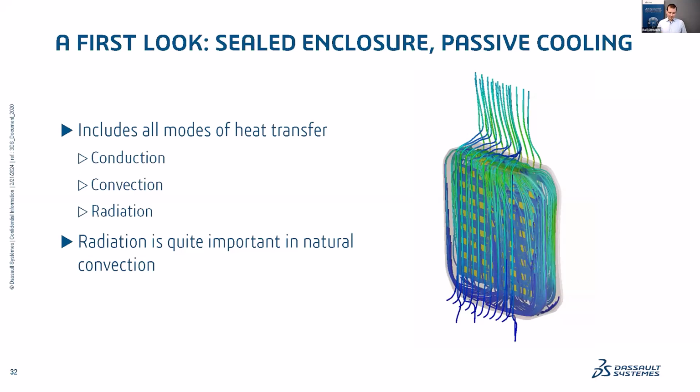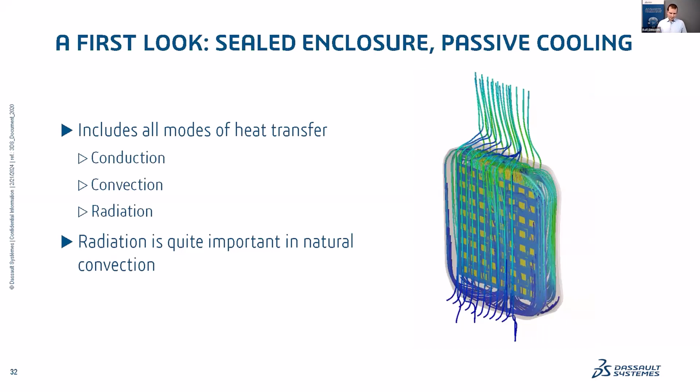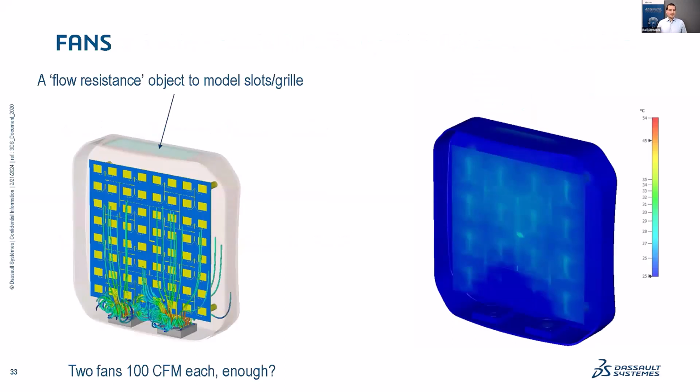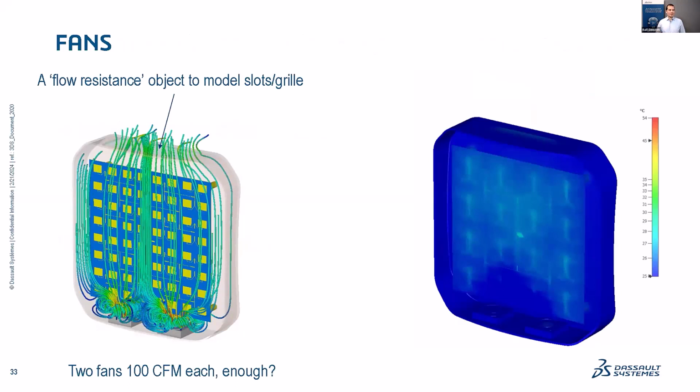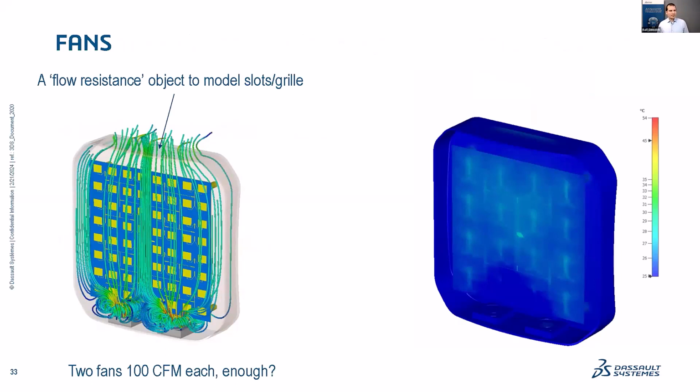Anyway, we can intuitively already see that the sealed off behavior is maybe not ideal for thermal. And indeed, the hot air is trapped in there, the streamlines are circling around. So what do we do? We could, for example, do forced cooling by adding 2 fans with 100 CFM each. Would that be enough? At the top, we are adding a grill here. This is just modeled as a flow resistant sheet.